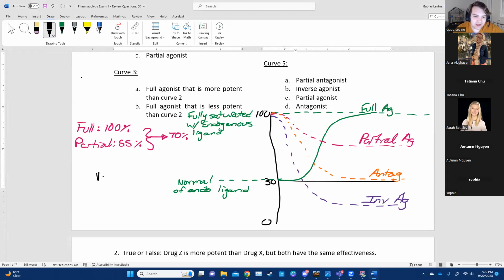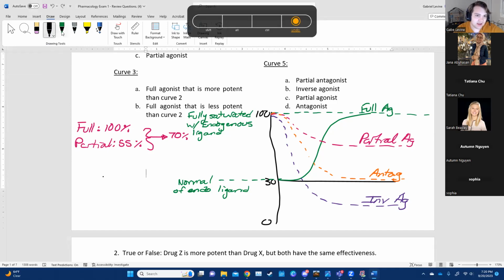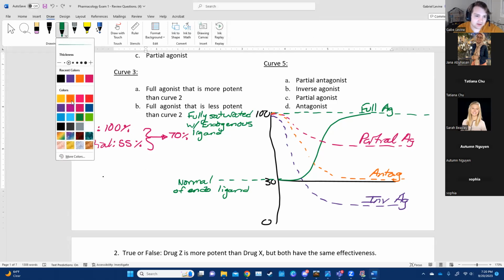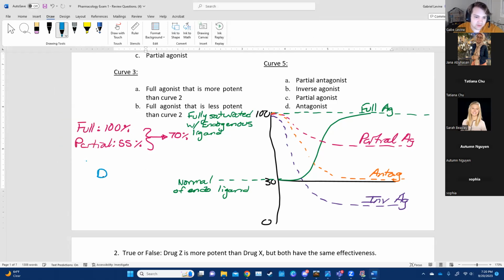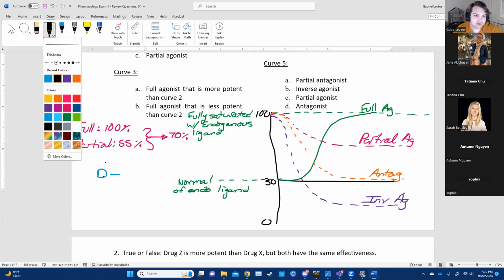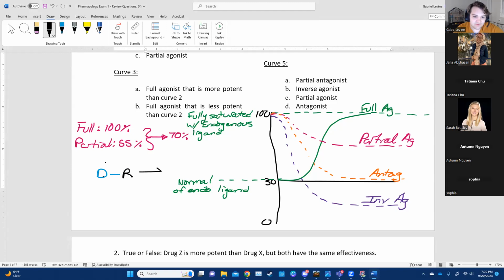When we look at the two-state receptor model, where we have the inactive form and the active form, really the way we could show this is that we have the drug bonded to the inactive receptor versus the drug bonded to the active receptor, right? We have these two different states.